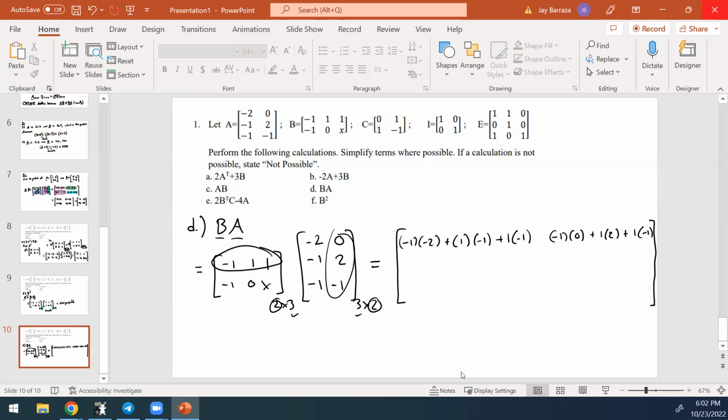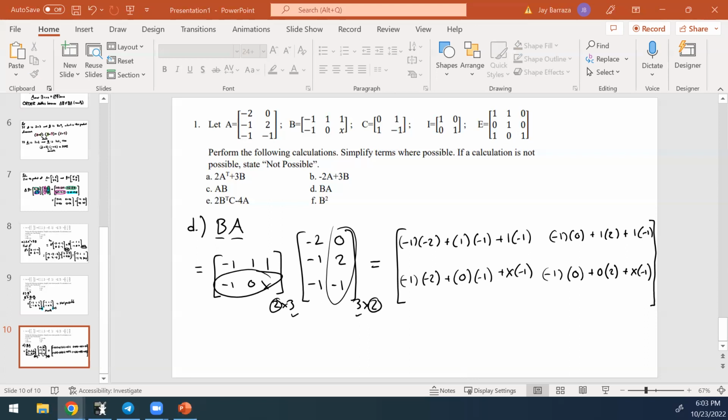So there we go. And then the next one would be this one times this one. So -1 times -2 plus 0 times -1 plus x times -1. And then let me erase that. And then it would be this one times this one. So -1 times 0 plus 0 times 2 plus x times -1, like that. Any questions on that? I just want to make sure.